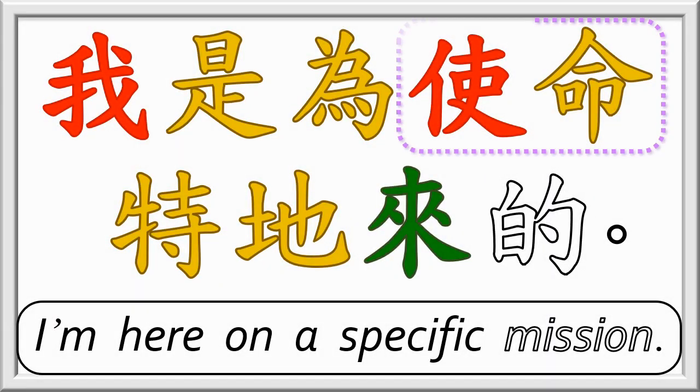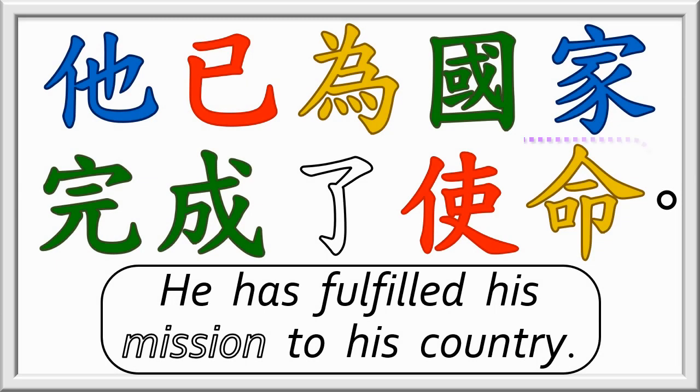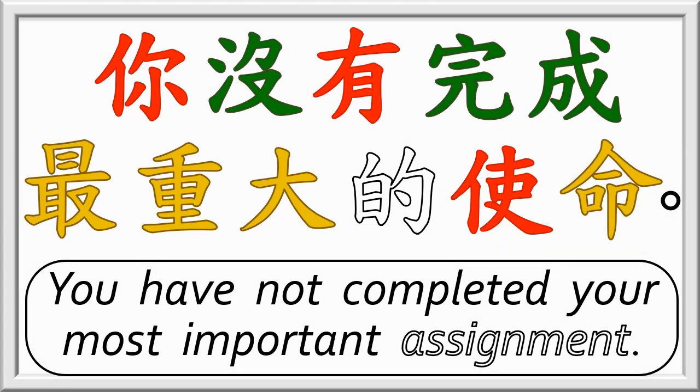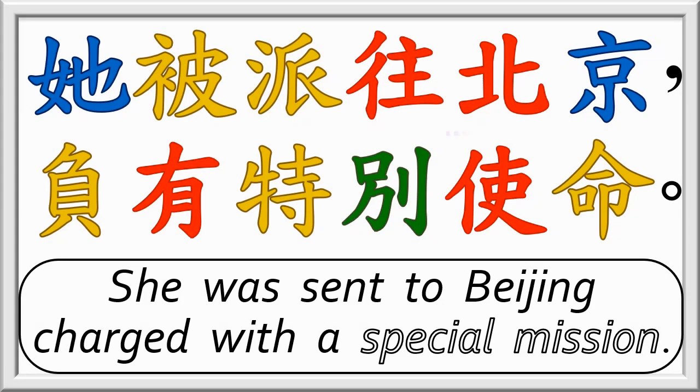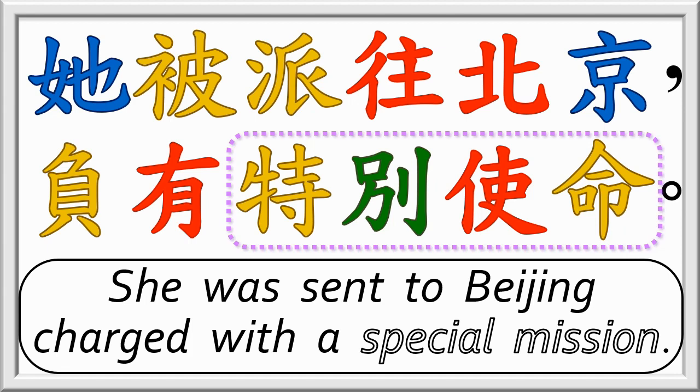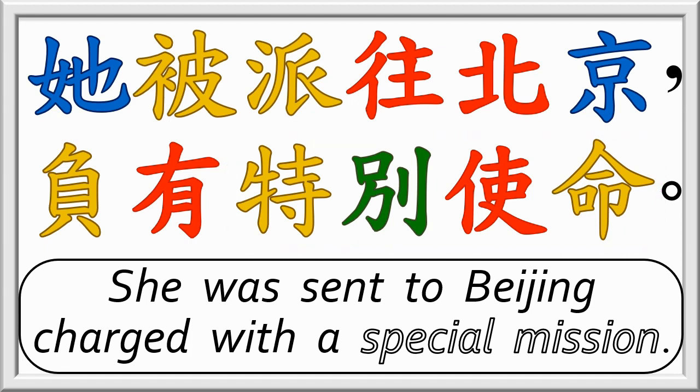我是为使命特地来的. I'm here on a specific mission. 他已为国家完成了使命. He has fulfilled his mission to his country. 你没有完成最重大的使命. You have not completed your most important assignment. 他被派往北京，负有特别使命. She was sent to Beijing, charged with a special mission.